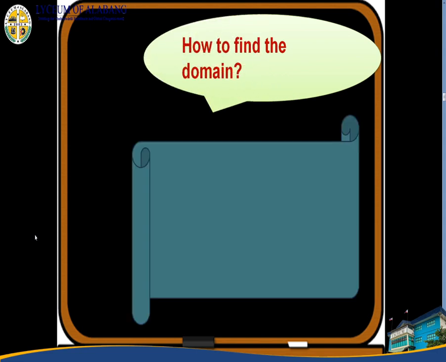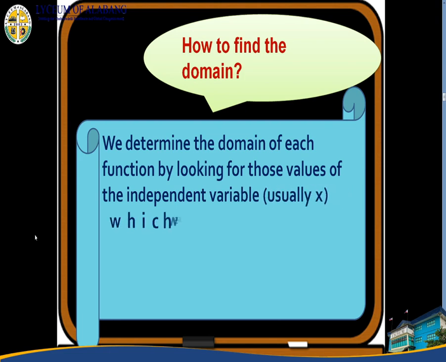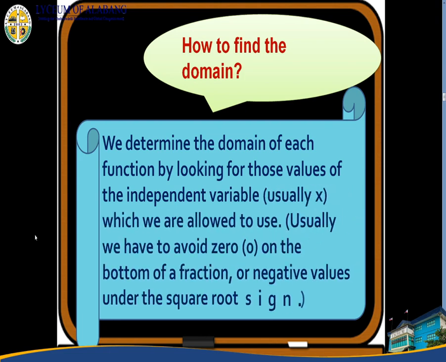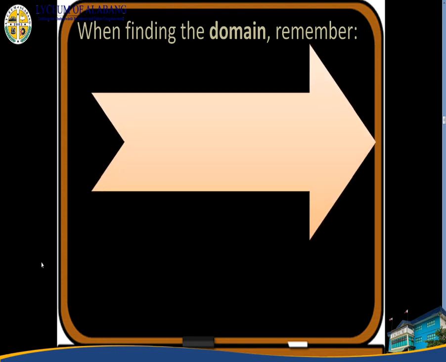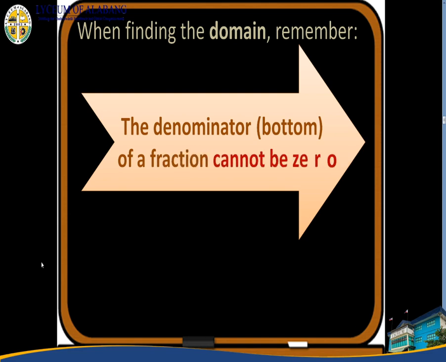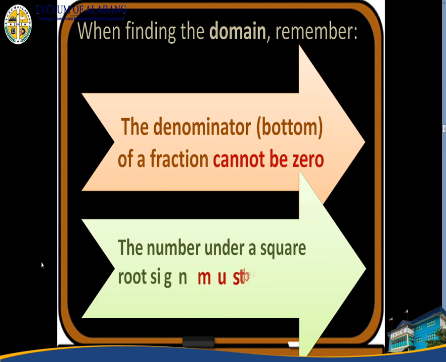How to find the domain? We determine the domain of each function by looking for those values of the independent variable, usually x, which we are allowed to use. Usually, we have to avoid 0 on the bottom of a fraction or negative values under the square root sign. When finding the domain, remember, the denominator or bottom of a fraction cannot be 0. The number under a square root sign must be positive in this section.